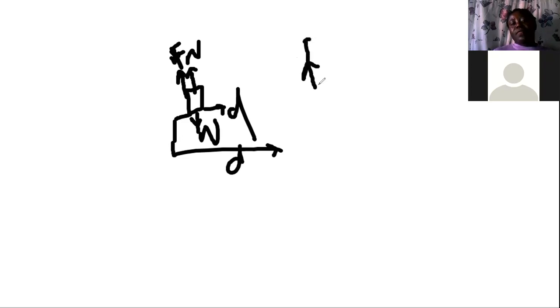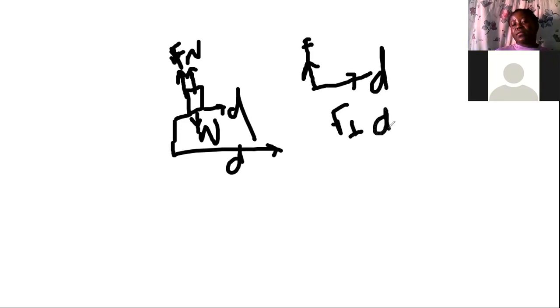Okay, and this is the displacement that you are causing. As you are moving, the box also moves along with you. So you see that the force that you are applying to the box is what? It's perpendicular to the displacement.